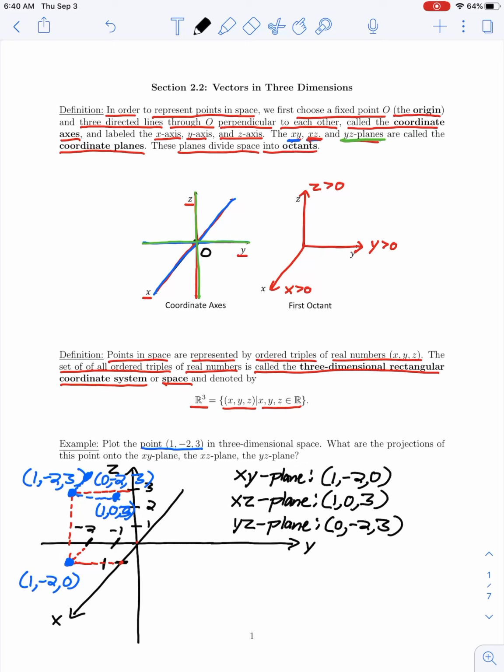So my figure here is not drawn perfectly, of course, but we can try to get a little visualization of what these projections look like. Okay.